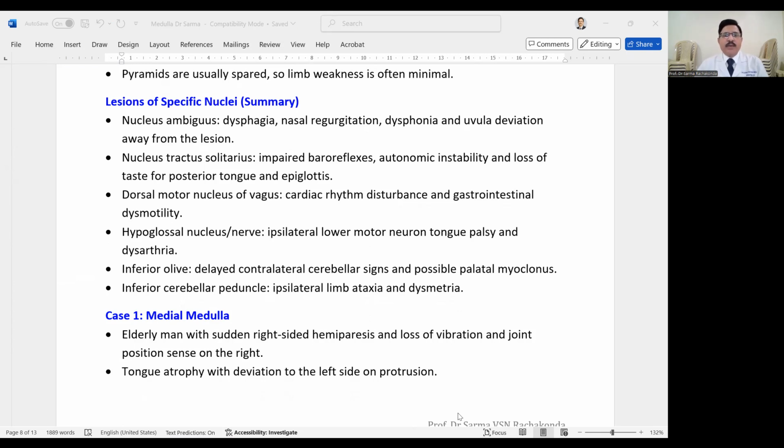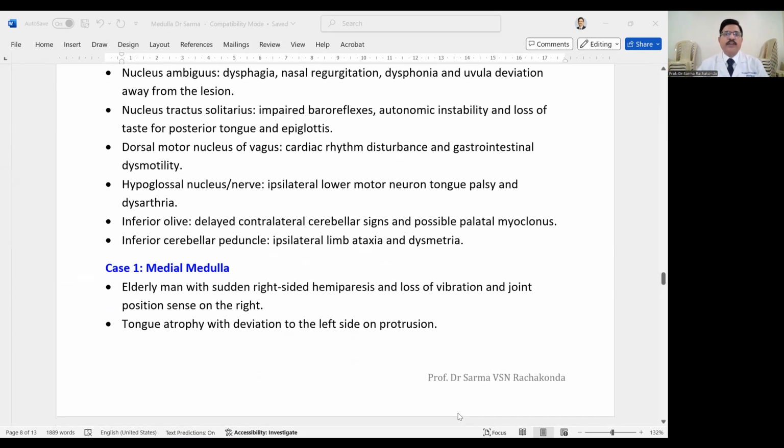What is DMNV? It is the efferent nerve to the heart, lungs, and all the viscera. So cardiac rhythm disturbances and gastrointestinal dysmotilities will occur because of vagus nucleus involvement. Hypoglossal nucleus and nerve: this produces ipsilateral lower motor neuron tongue palsy and dysarthria. Why dysarthria? Because of the tongue involvement.